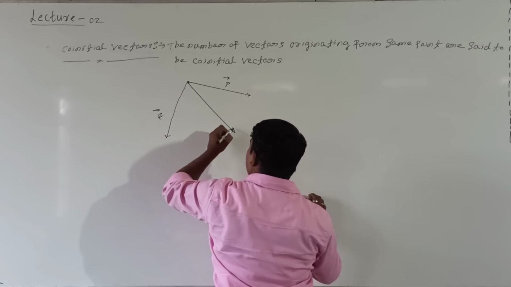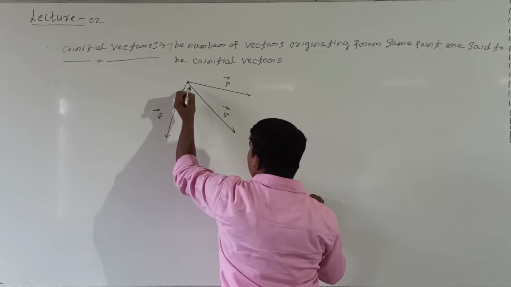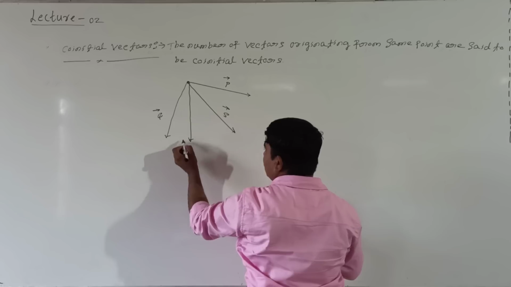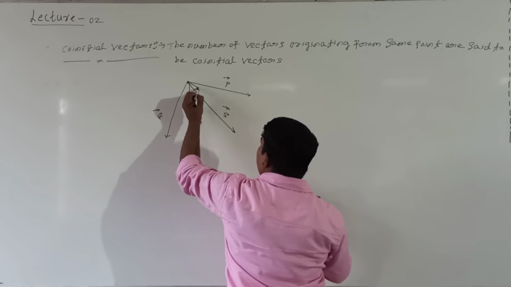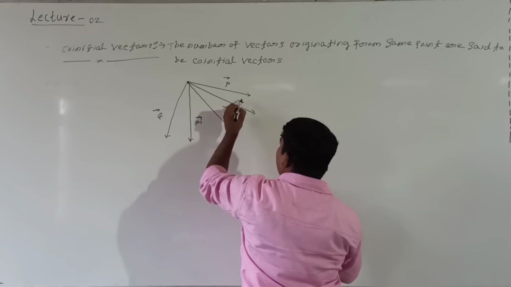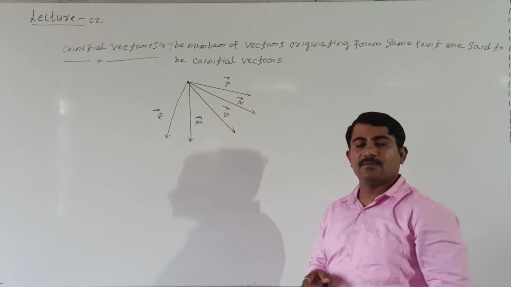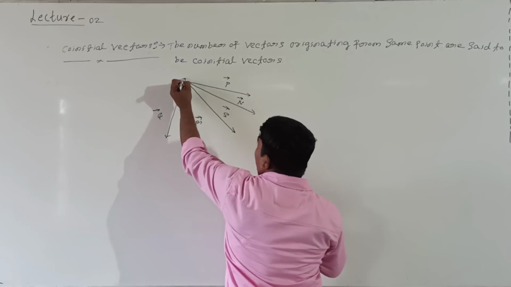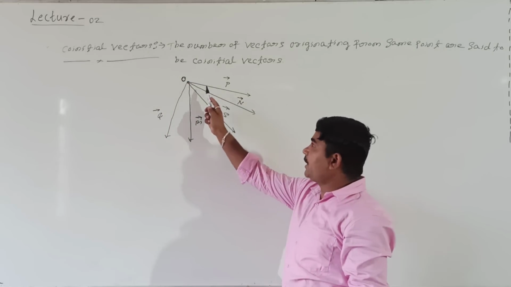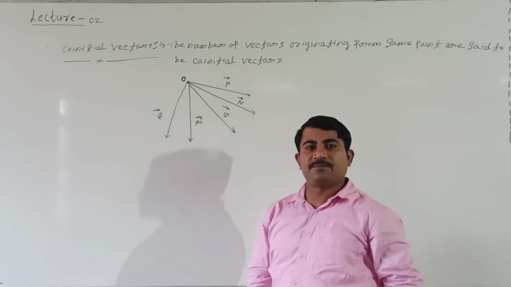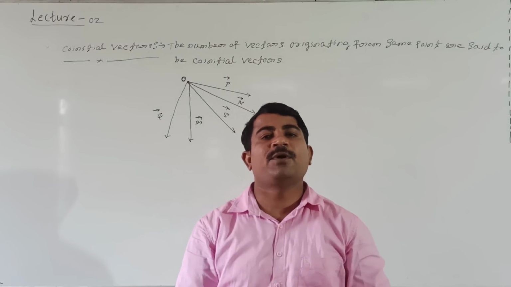Let us take one more vector. This is nothing but S vector, right? This is one vector. Shall I call this vector? This vector is nothing but M vector. One more vector we can call like this. From a given point, let us take the given point is 4. From a given point, the number of vectors are originating. Such vectors we are calling co-initial vectors.